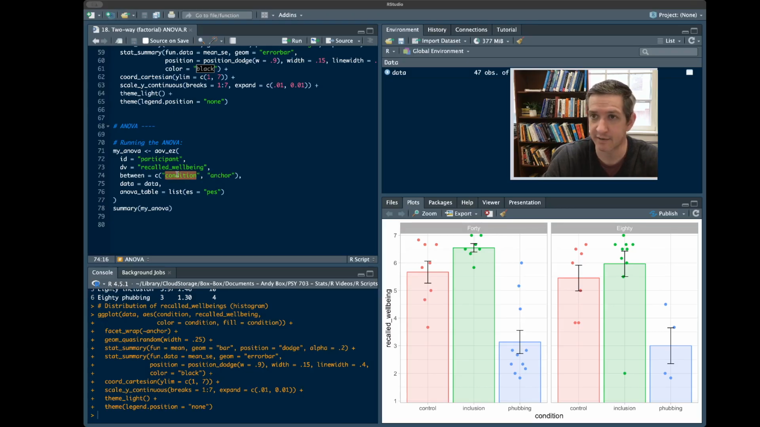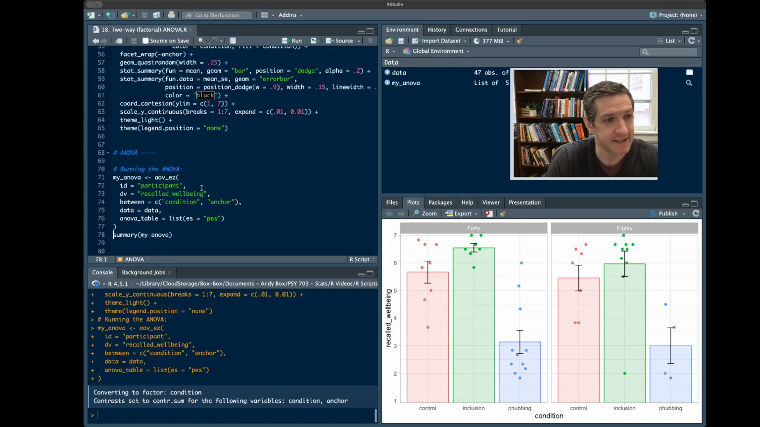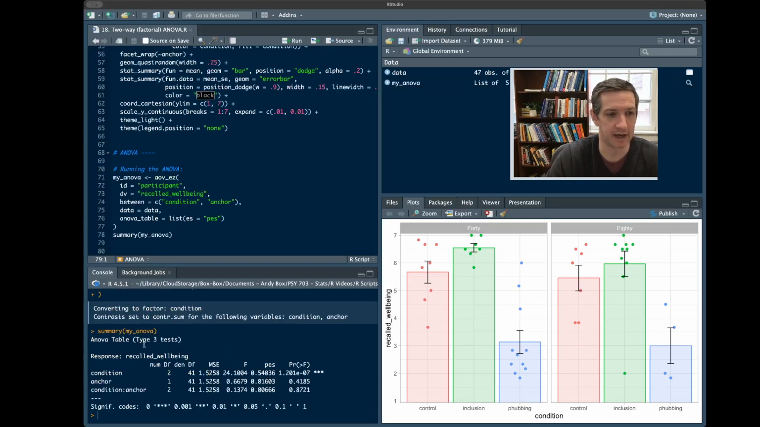And condition has 3 levels, anchor has 2 levels. So altogether, this is going to give us a 2x3 ANOVA. And then finally, to get that effect size here, we want to add ES equals PES, which stands for partial eta squared. We run this, and we get our ANOVA.